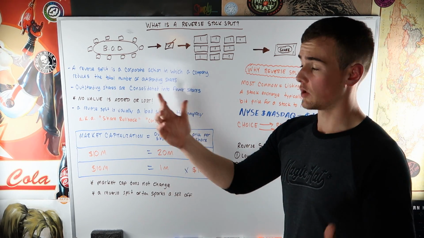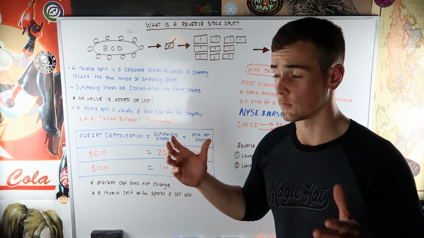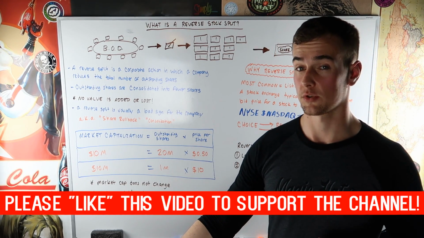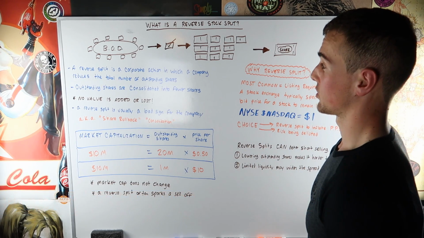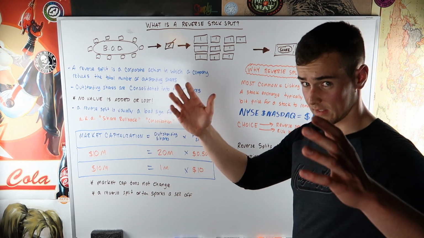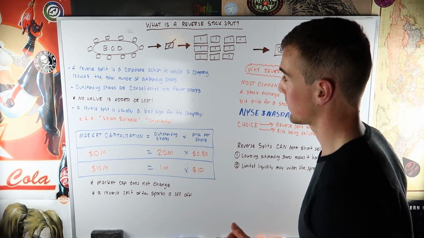So basically, you have your board of directors. And at a certain point, they're going to say, okay, our stock price is way too low. Usually the issue that they run into is they're risking their stock being delisted. So they don't want to go through that, so they decide to consolidate a large number of shares into one share. That way the stock price is inflated.